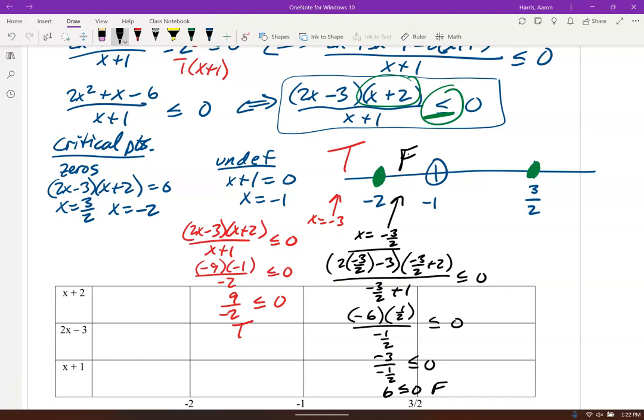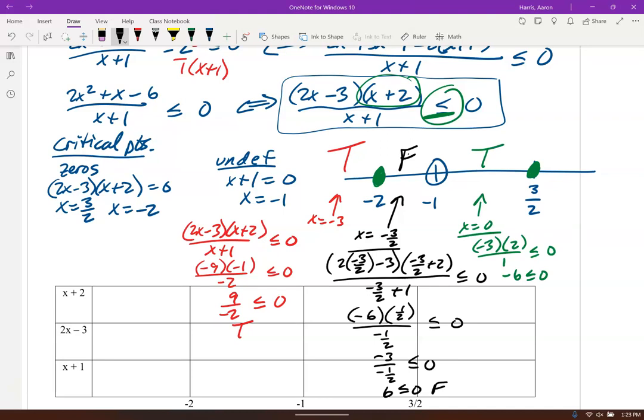I could pick something between -1 and 3/2. I like to pick 0 if I can. So I have 2 times 0 minus 3, that's -3. 0 plus 2 is 2. 0 plus 1 is 1. So I have -6 over 1. Is that less than or equal to 0? True.